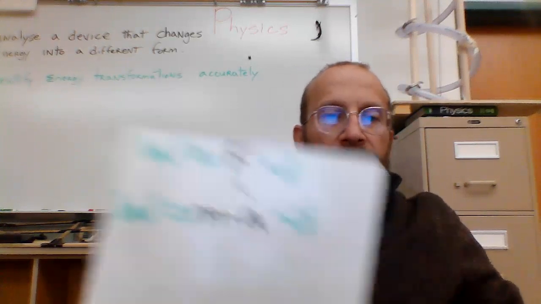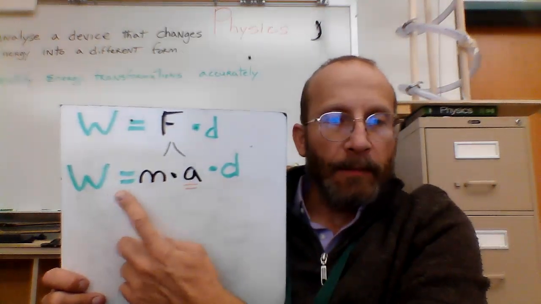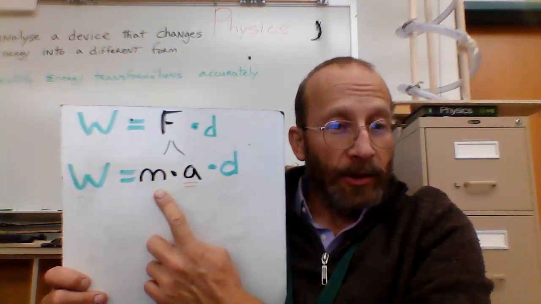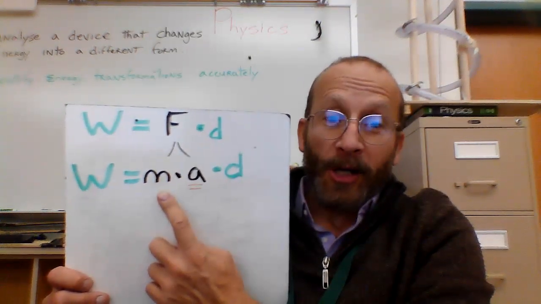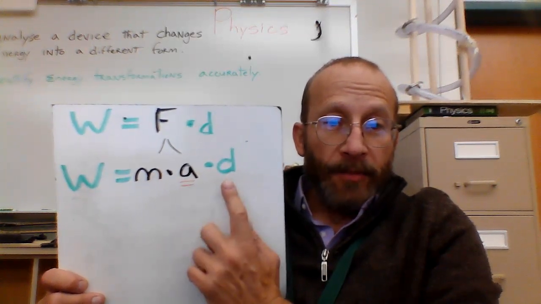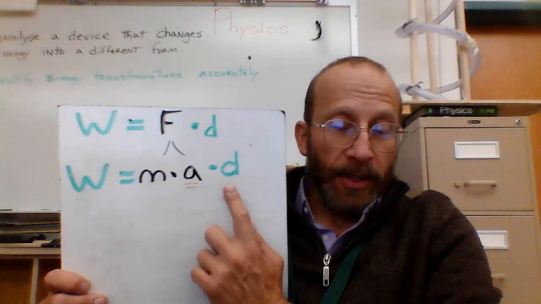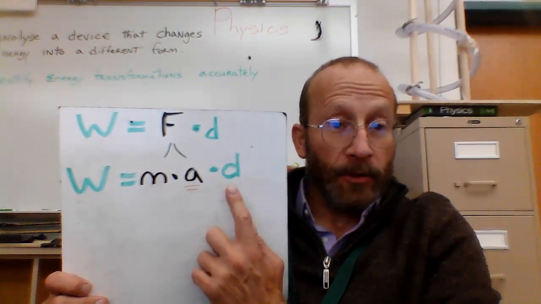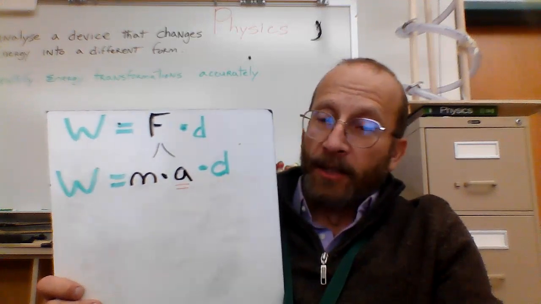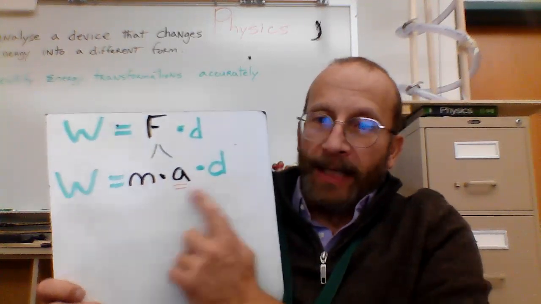All right, so to calculate work, you're going to multiply the mass. This has to be in metric, so we're talking kilograms, times an acceleration, times a distance. This has to be in metric, so we're talking meters. If it's half a meter, it's 0.5 meters, so not centimeters.